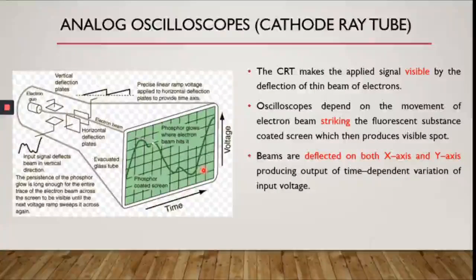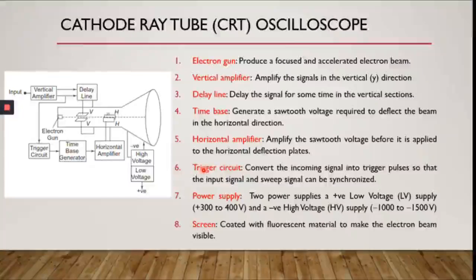Okay, let's look at the components in more detail. So these are the list of the components. So first we have the electron gun. The electron gun is going to produce a focused and accelerated electron beam. So it's going to produce a beam here, which is represented by the dashed lines here. And then we have the input. Inputs usually need to be amplified. So we have the vertical amplifier to enlarge the signal obtained from the input.